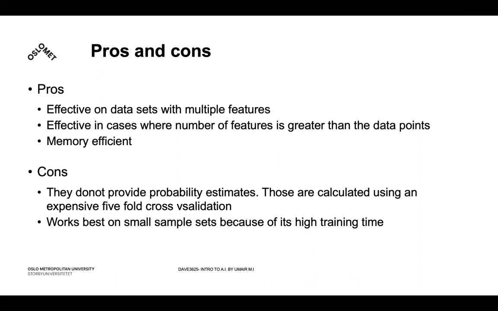So the pros are for sure, we spoke about the multiple feature thing. Number two is very important. If your features are quite a lot, how would you define quite a lot? As a rule of thumb, if you have more than 10 features, then it's advisable to use support vector machine because it works in a much better way if you have more features. It's also said to be more memory efficient. So yeah, that's a pro.